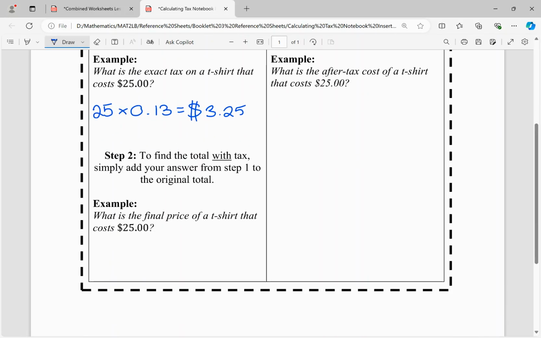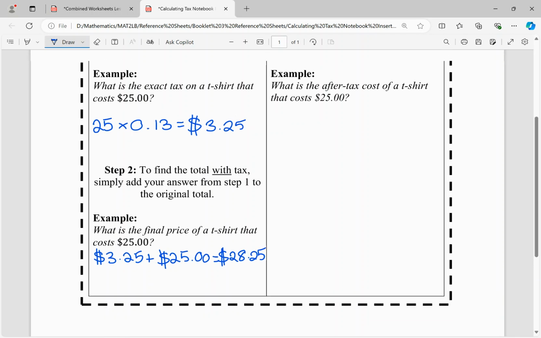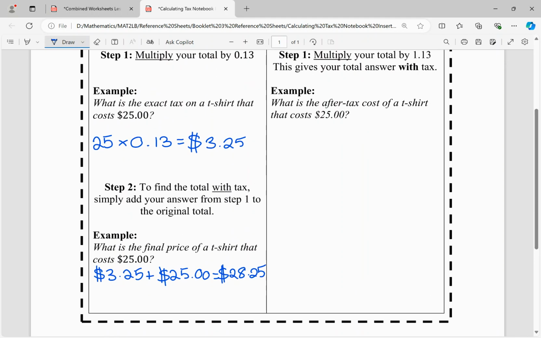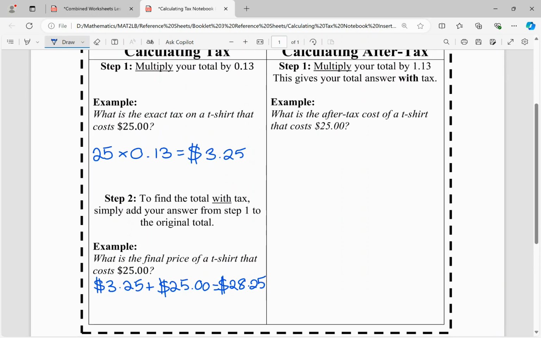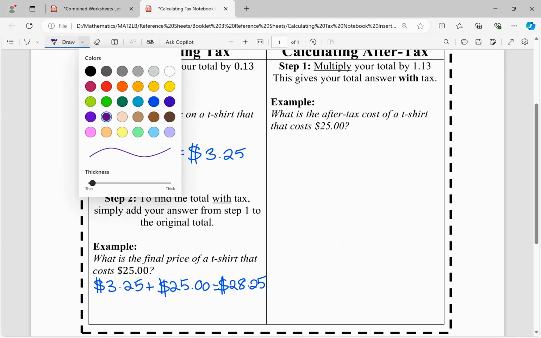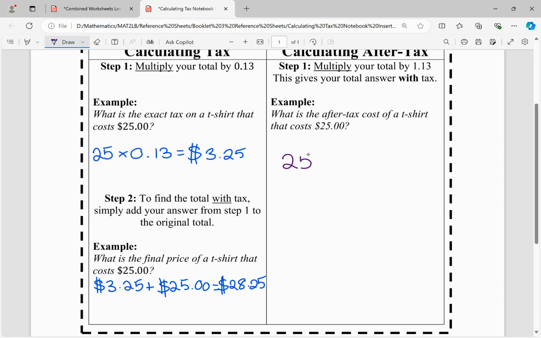Step 2, add that to the original amount. That is $3.25 plus $25 is equal to $28.25. Remember that the short way to solve this is simply multiply your total by 1.13 instead of 0.13. Now remember, this goes straight to the final price with tax. So 25 times 1.13 is equal to 28.25.